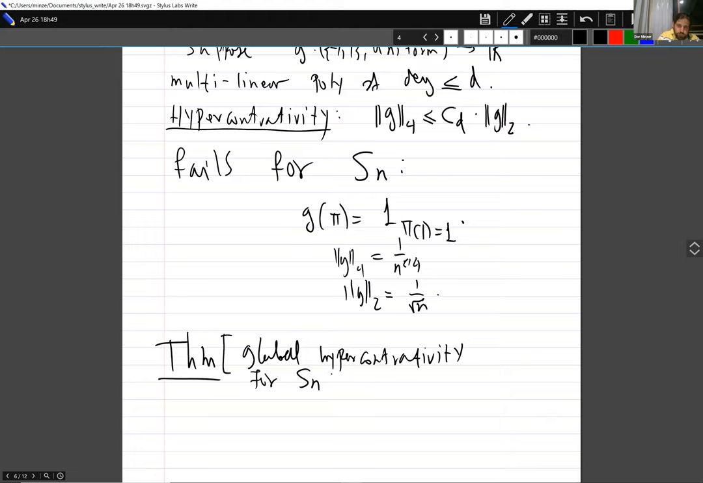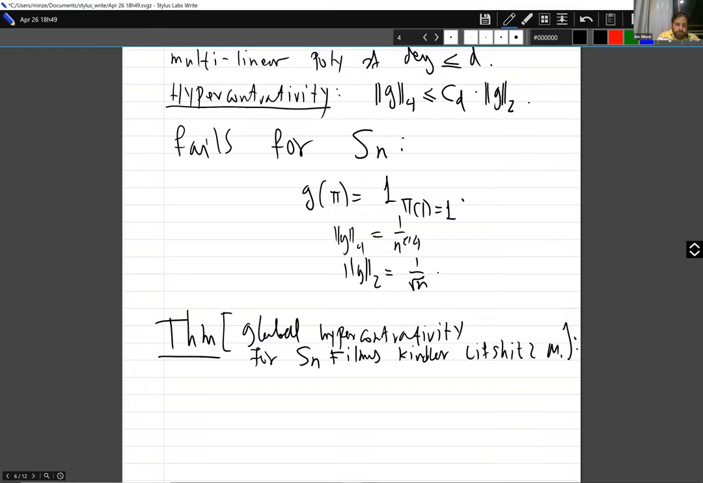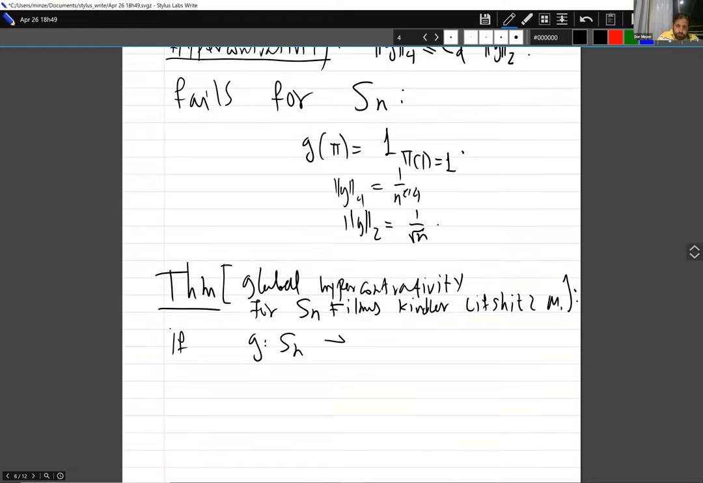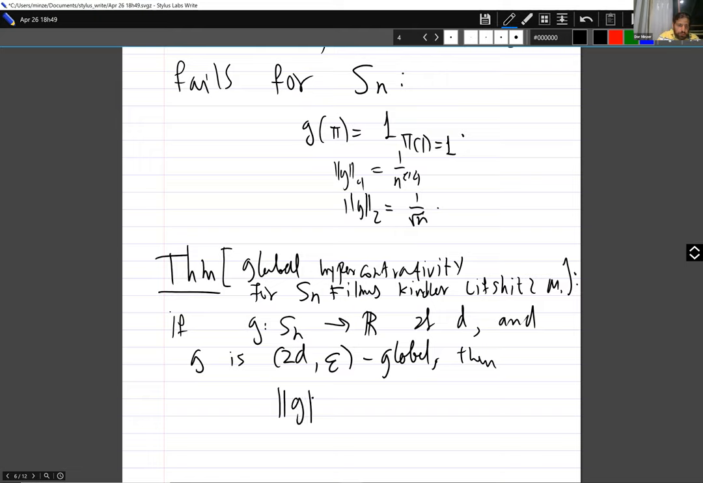So this is joint work with Filmus, Kindler, Lifshitz, and myself. It tells you that if you have a function g on the symmetric group of degree d and g is 2d epsilon global, then you can look at the four norm of g, but actually the q norm even, for all q greater than two. The q norm of g is at most q to some constant that depends on d, times epsilon to the one minus two over q, times the two norm of g to the power two over q.